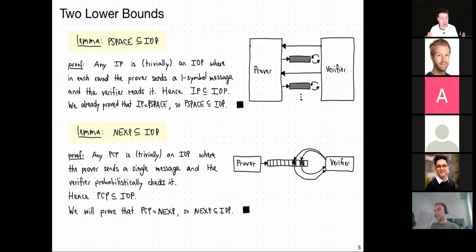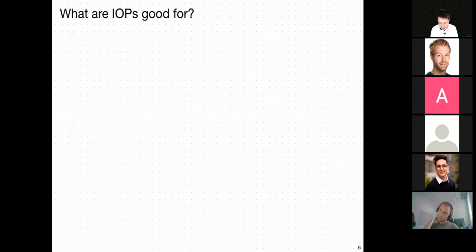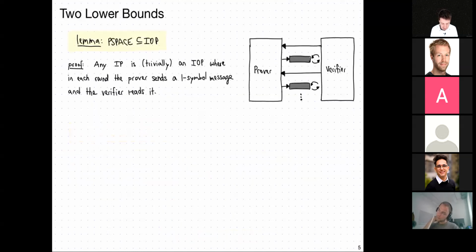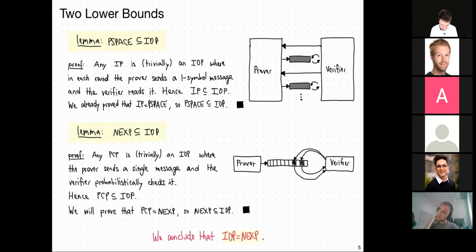Tomorrow we'll see how to scale it up to NEXP. And when you do that, we will know that NEXP is contained in IOP. We conclude that the complexity class IOP is characterized by NEXP. So you can get all the languages in NEXP and no more than languages in NEXP.